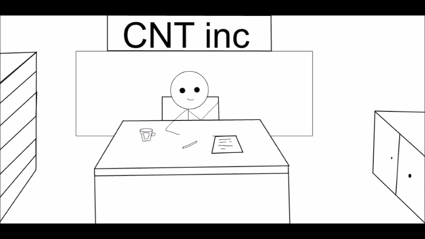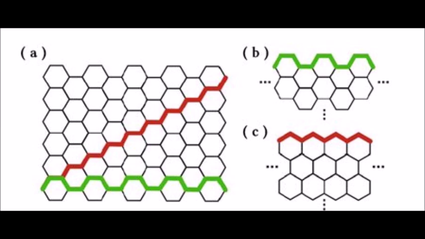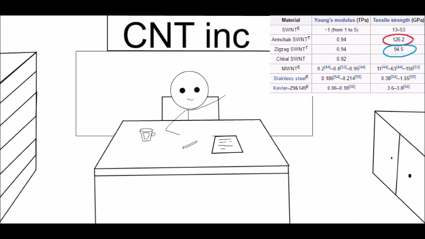So, structures. As I mentioned a while ago, there are two types of carbon nanotubes, the single-walled and the multi-walled. Single-walled carbon nanotubes are generally closer to 1 nanometer in diameter. Single-walled nanotubes have two types, the zigzag structure and the armchair structure. Theoretically, the armchair should have a higher tensile strength than the zigzag.